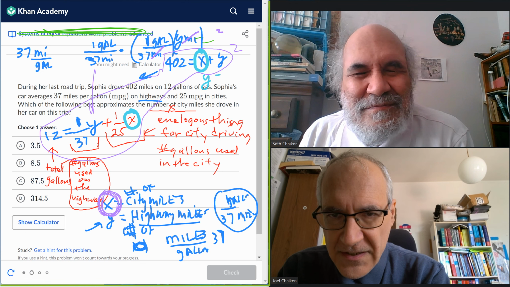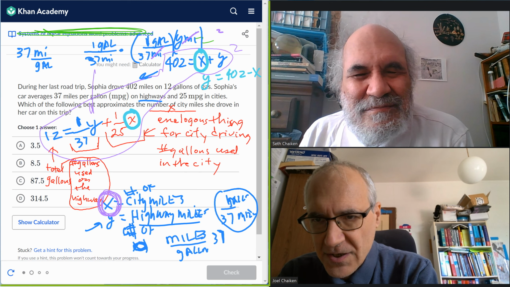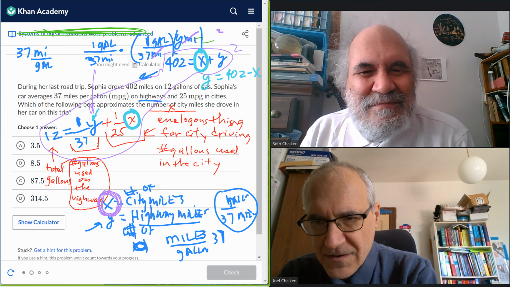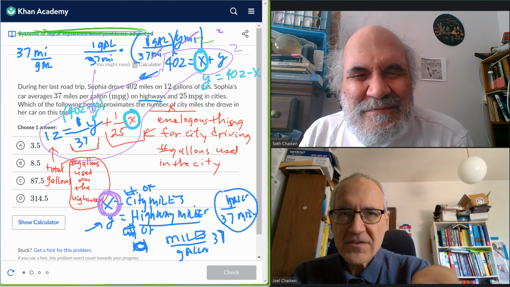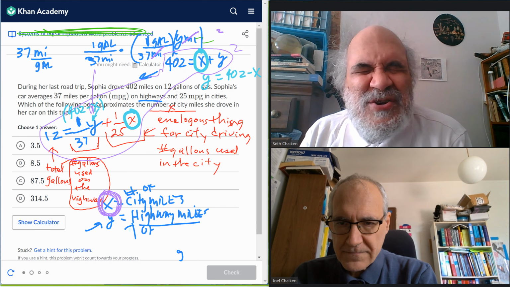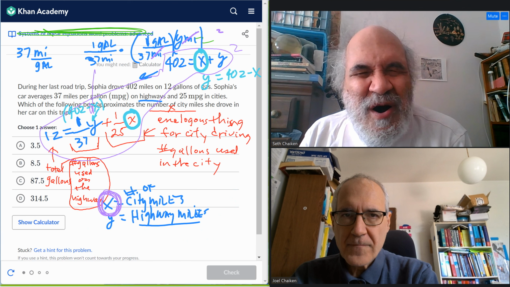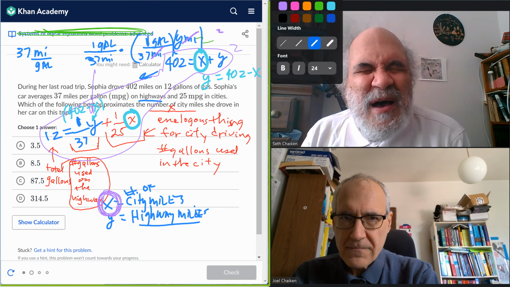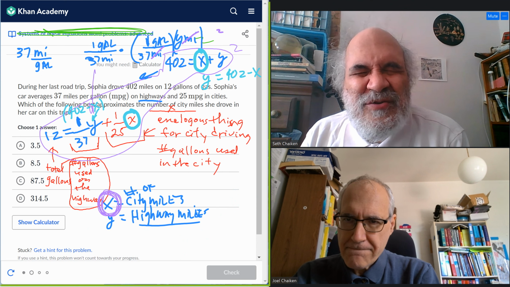So we say y is equal to 402 minus x, and then we substitute the y in here, making that 402 minus x. Well, I have a better way. Take your equation, 12 equals 1/37th of y plus 1/25th of x. Multiply that equation by 37, and then subtract the resulting equation from the 402 equation.